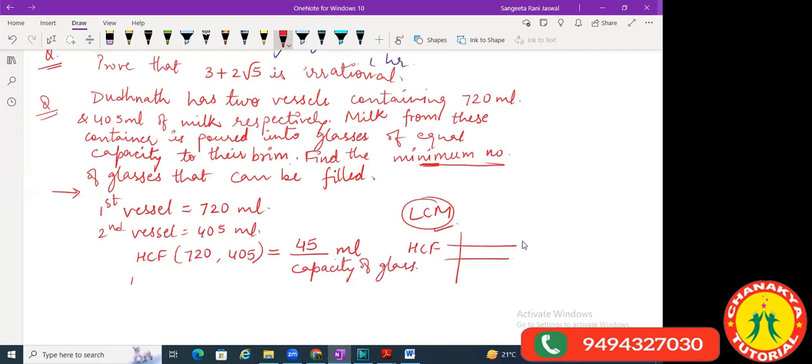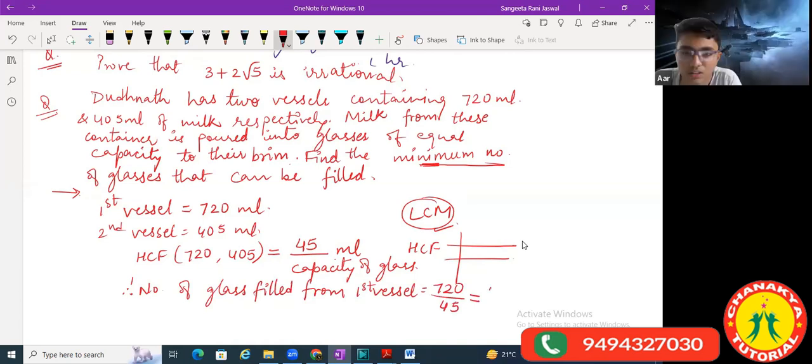Now, how will you find the number of glasses? Therefore, number of glasses will be what? You will be dividing by the complete capacity of the vessel. Number of glasses filled from first vessel will be how much? 720 by 45. Is it? Are you understanding? First vessel has this much capacity and the capacity of one glass is this much. So how many glasses will be filled by the first vessel? That is, you divide this, 16.